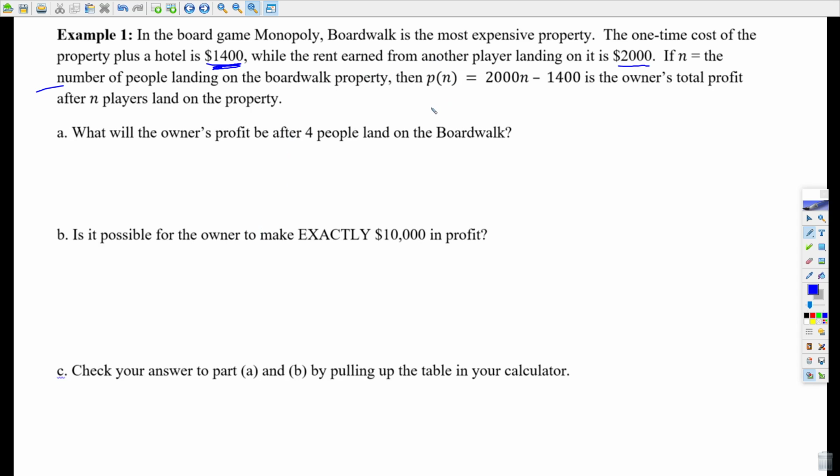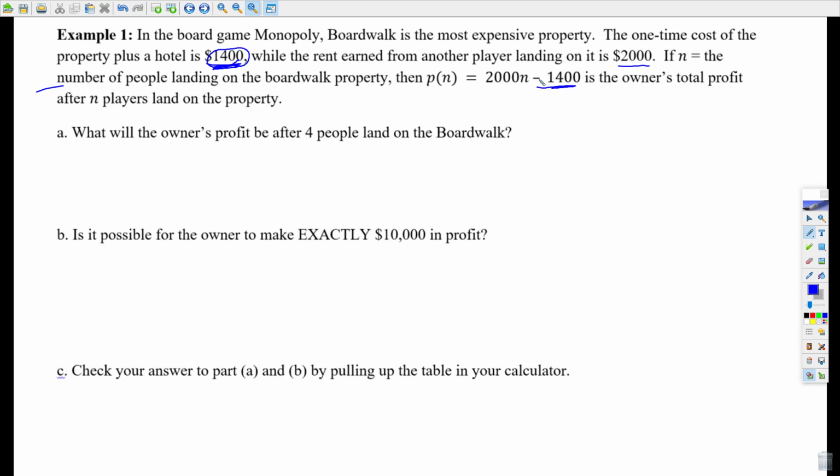So let's talk about this for a little bit. If you play Monopoly and you land on some kind of property that you want to own, you have to pay a certain amount. So it looks like the property plus a hotel, to put a hotel out there, saying that you own it, and then somebody else has to pay you if they land on it. In this case, it's $1,400. So you have to pay that amount. That's where this kind of comes from.